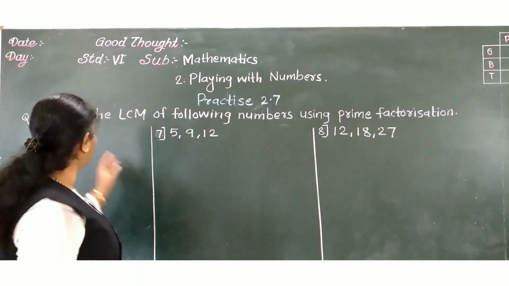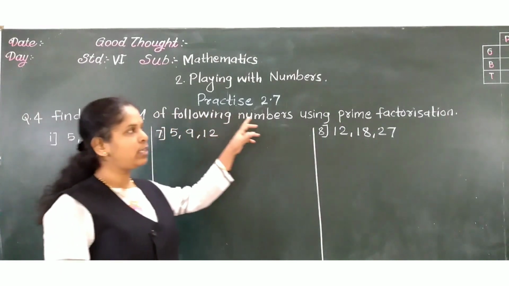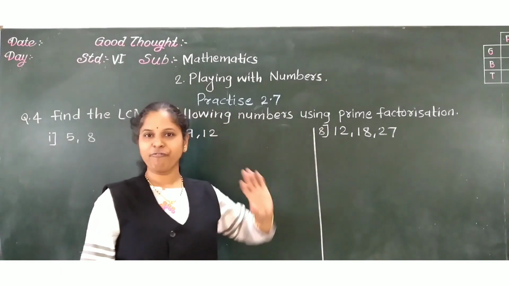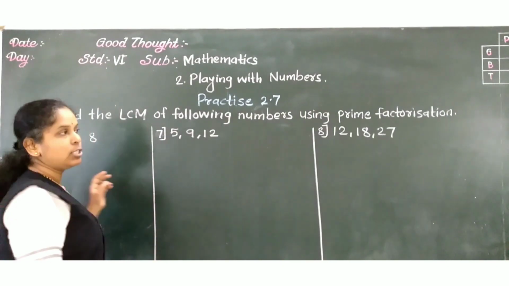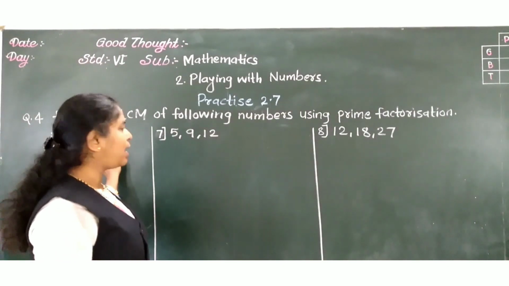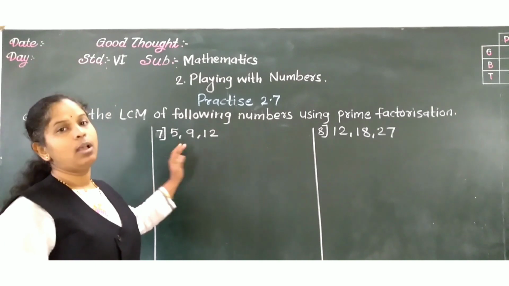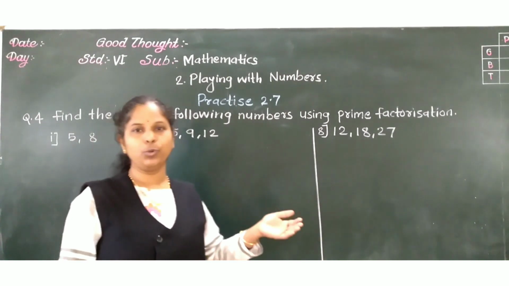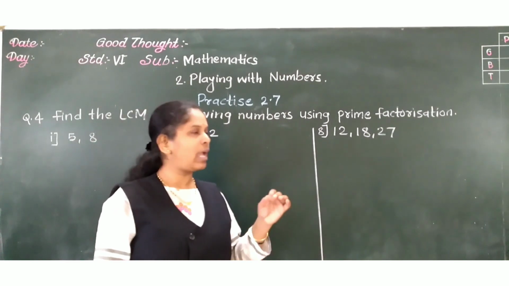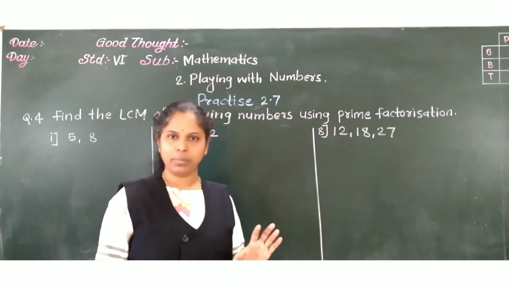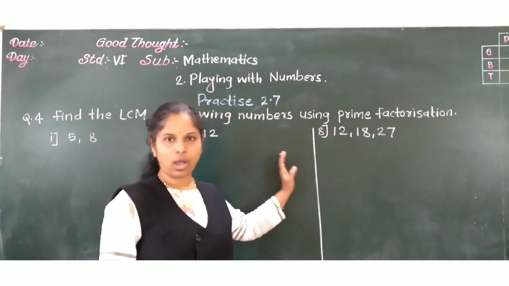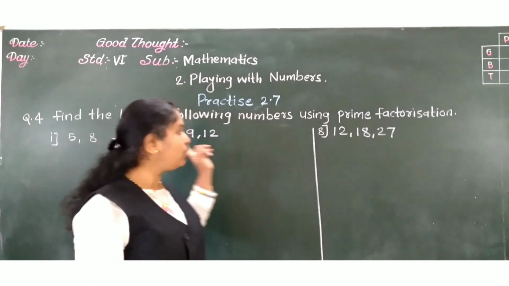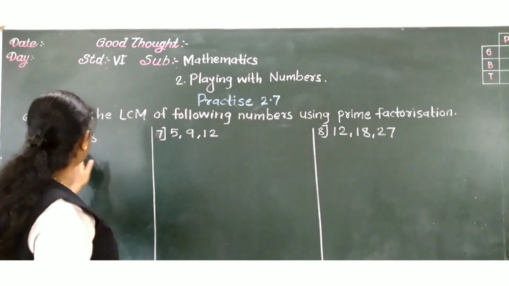Question number 4. Find the LCM of the following numbers using the prime factorization method. Now we have to find out LCM. See students, I will solve the first one and then directly start the 7th one. The middle 6 you will have to do, because those are very small numbers and you can easily do it. Once you understand how to do it, you will do it. So I will show you the first one.